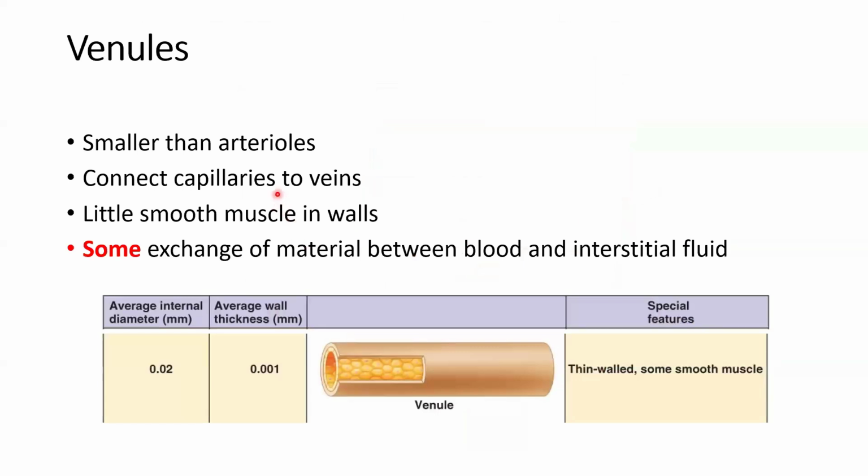So let's start off with venules. They're smaller than arterioles. They connect capillaries and capillary beds to bigger veins. They have a little bit of smooth muscle in their wall that becomes important. We'll talk about why later on, but that does help with the movement against gravity. So they're not devoid of smooth muscle in terms of their wall. And then there is a small bit of exchange happening between the blood and interstitial fluid. So some of those forces we described on capillaries are still at play when we look at the venules. So very small exchange still happening with that thin wall and small bit of smooth muscle.